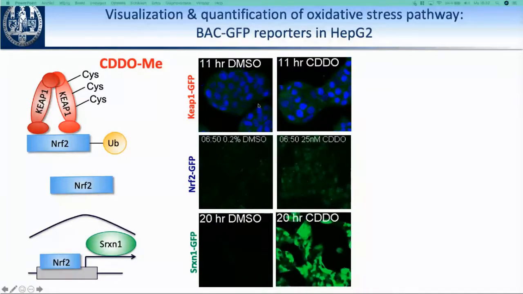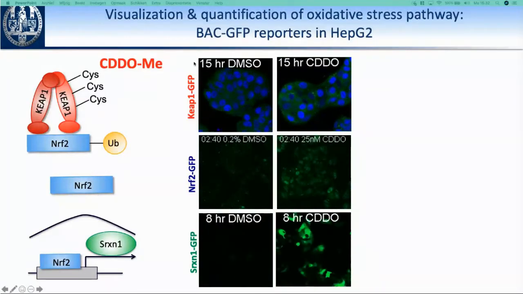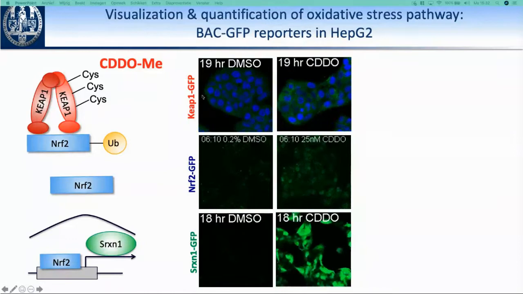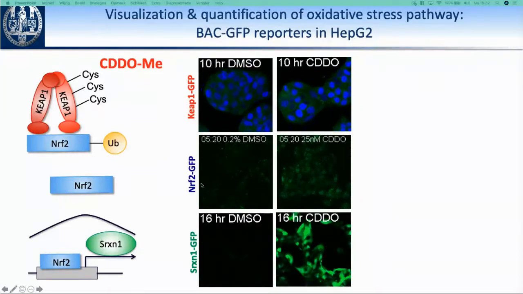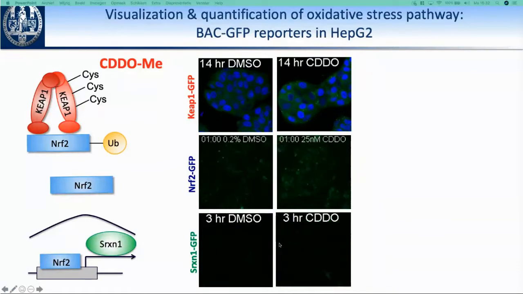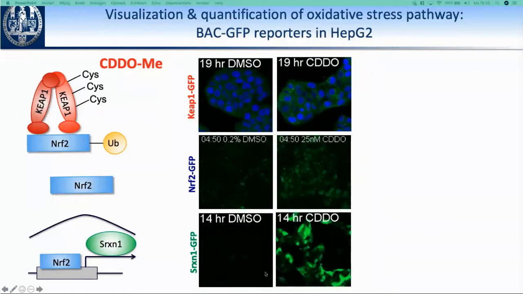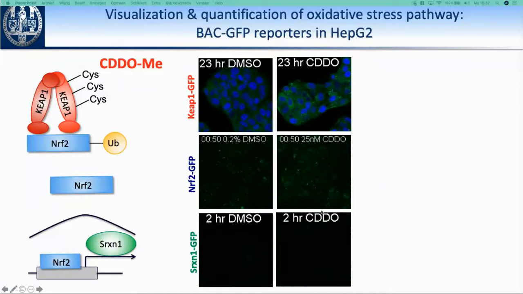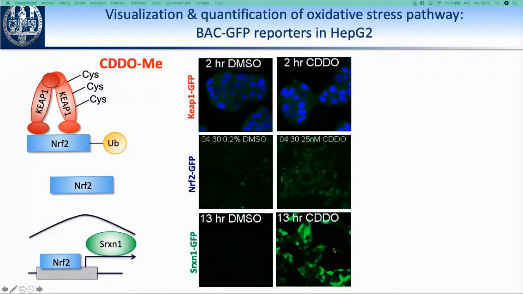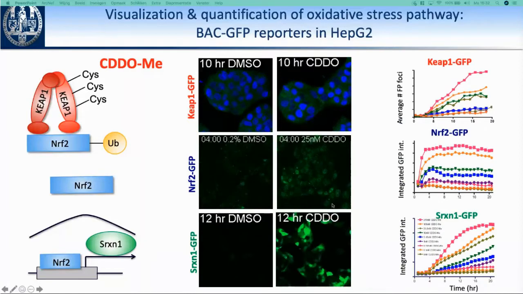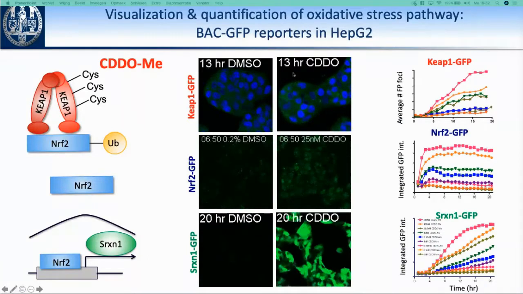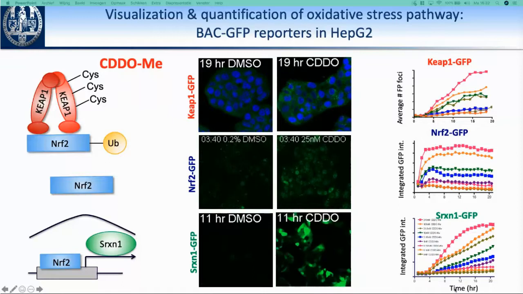So here you see an example of these different reporters for each level. We have a reporter for KEAP1, the sensor, NRF2, the transcription factor of this pathway, and sulfiredoxin-1, which is a downstream target. And you can see that we can then follow the activation of these genes over time when they're exposed to a known oxidative stress inducer. You see a clear upregulation of this GFP signal. And this you can then quantify and follow the activation dynamics over time.